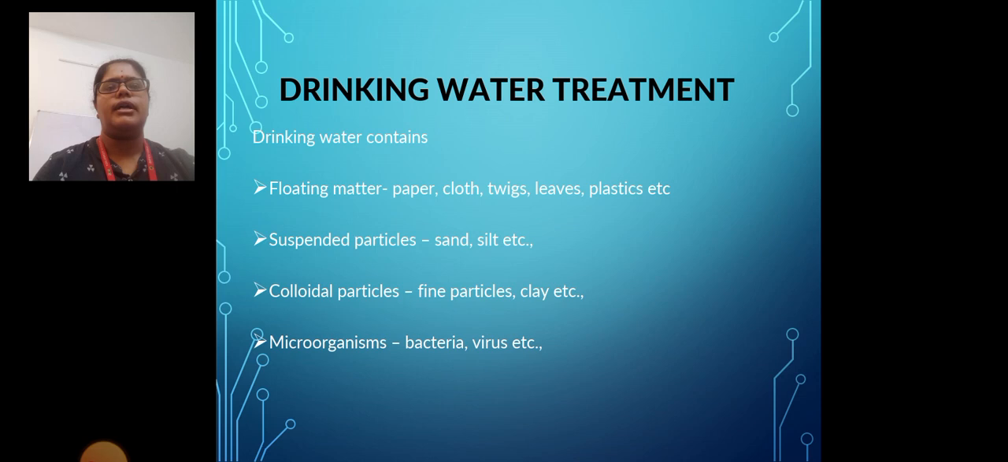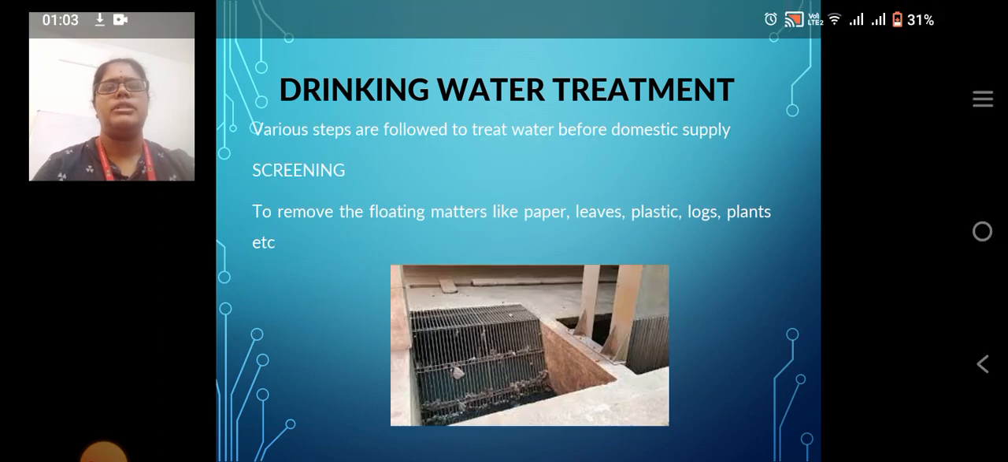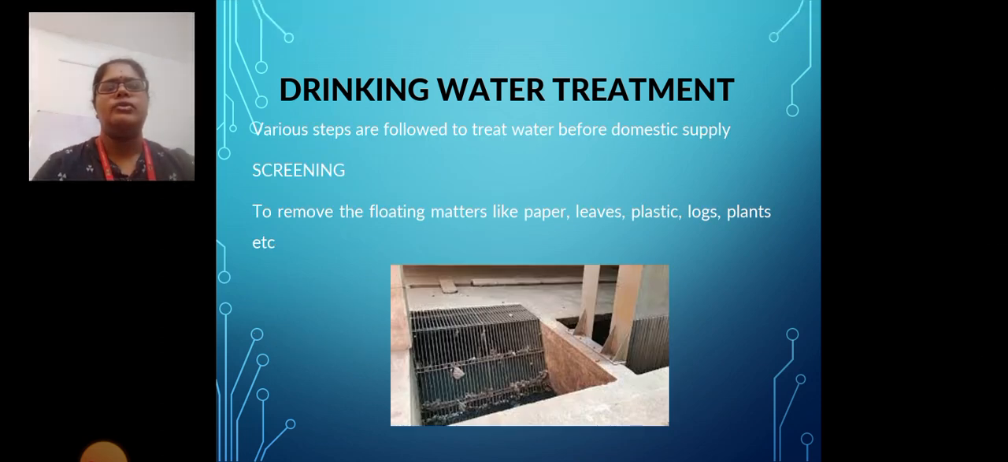The raw water contains floating matter. This floating matter is like paper, cloth, twigs, leaves, plastic, etc. Then it also contains suspended particles like sand, silt, etc. Then colloidal particles or fine particles, clay, etc. are present. Then microorganisms like bacteria, viruses, protozoa are present in the water. So there are various steps that are followed to treat the water before domestic supply.